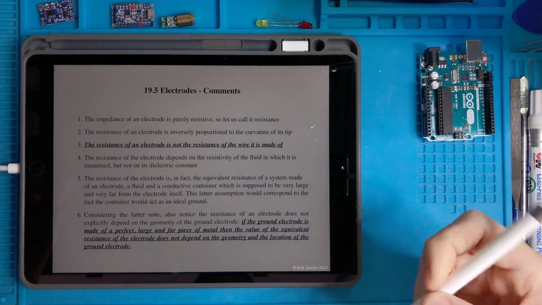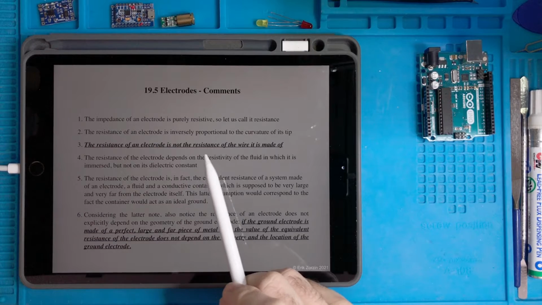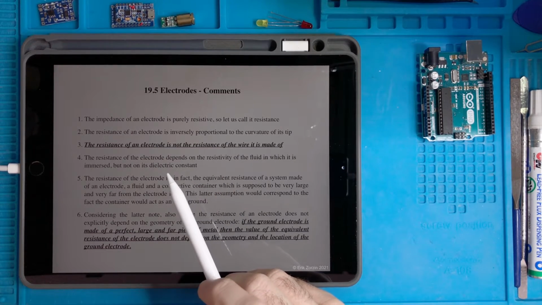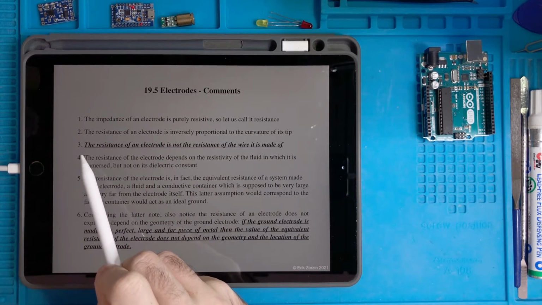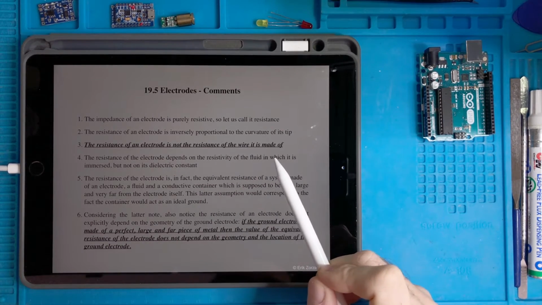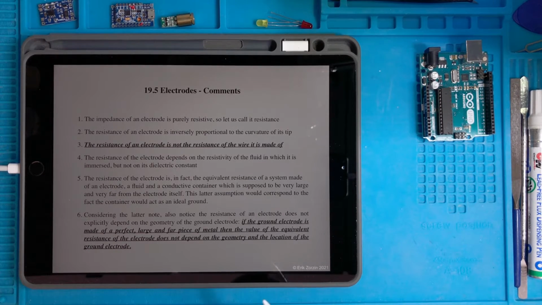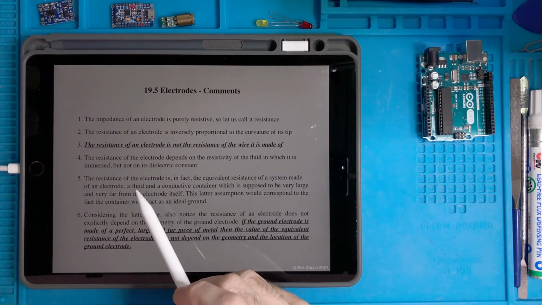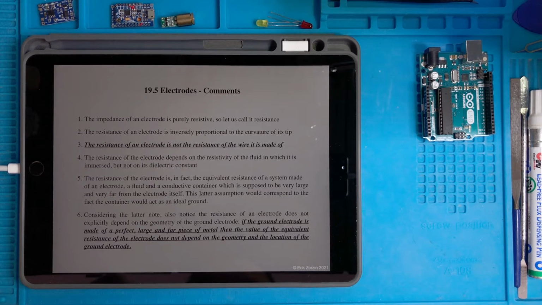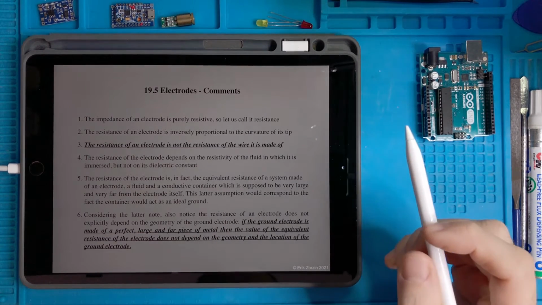So this is basically what we said, the impedance of an electrode. Then this one was important: the resistance of an electrode is not the resistance of the wire it is made of. It is this resistance that appears because of the resistivity of the fluid. Okay, we also said that there are some approximations.